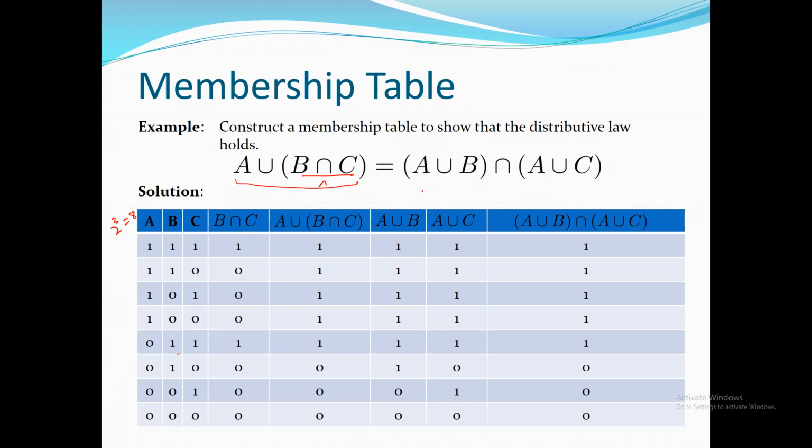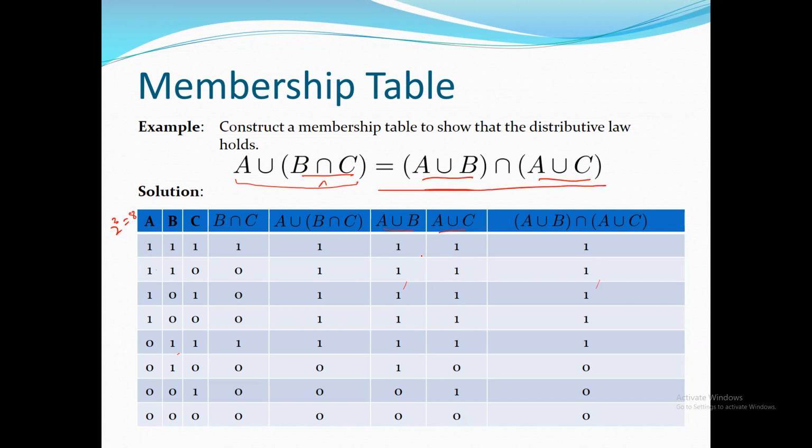So then take A union B, right? So you can compute A union B. This is 1 when either A or B is 1. We already know this method. So take A union C, I mean A with C. So again you get A union C, and then take the intersection of this A union B and A union C. Take the intersection of this whole thing.